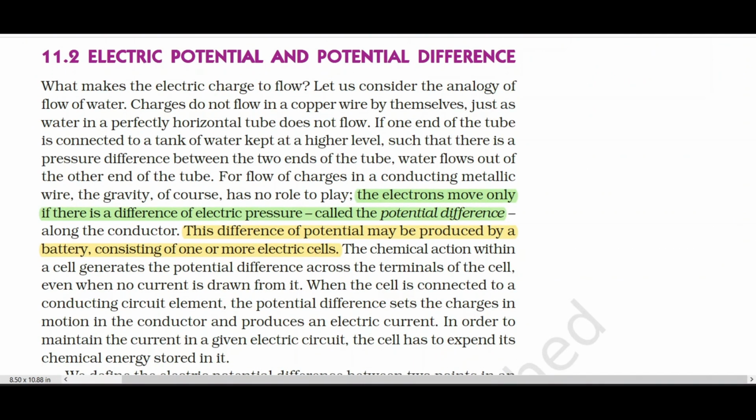The next topic that we're going to look at is electric potential and potential difference. What makes the electric charge to flow? तो इलेक्ट्रिक चार्ज किसी भी सर्किट में फ्लो क्यों करता है? लेट अस कंसीडर द एनालॉजी ऑफ फ्लो ऑफ वाटर. Charges do not flow in a copper wire by themselves, just as water in a perfectly horizontal tube does not flow. If one end of the tube is connected to a tank of water kept at a higher level, such that there is a pressure difference between the two ends of the tube, the water flows out of the other end of the tube.